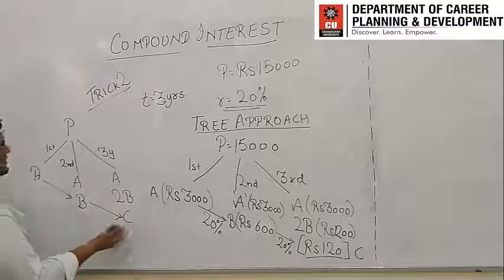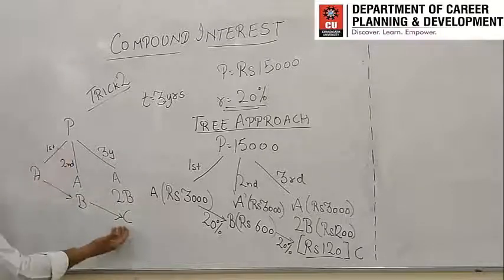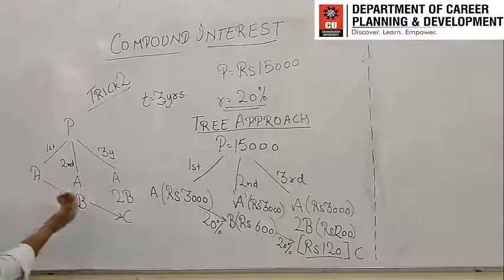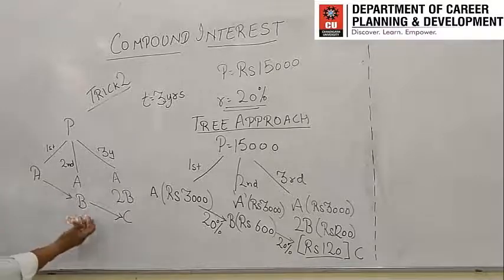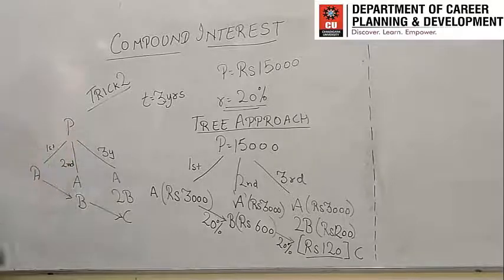Now, if I know the value of C and I know the rate, then we can find the value of B. If I know the value of B and the rate, then I can find the value of A, and in a similar way I can also find the value of principal.